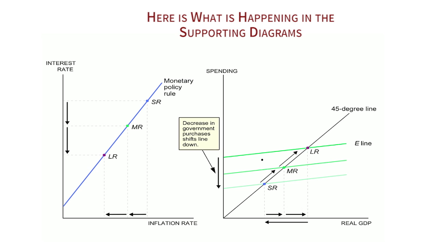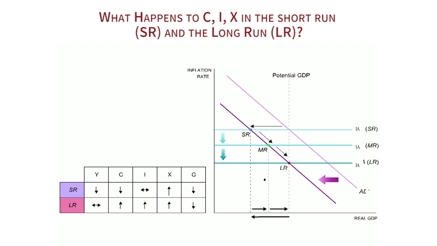So it brings you back to normal in the end. You can summarize what's happening to the different components of spending, consumption, investment, net exports, and government purchases with a little table, which is shown here next to the same old diagram. And this is just a way to keep track of what's happened in the short run, labeled in the first row, SR, and in the long run in the second row.